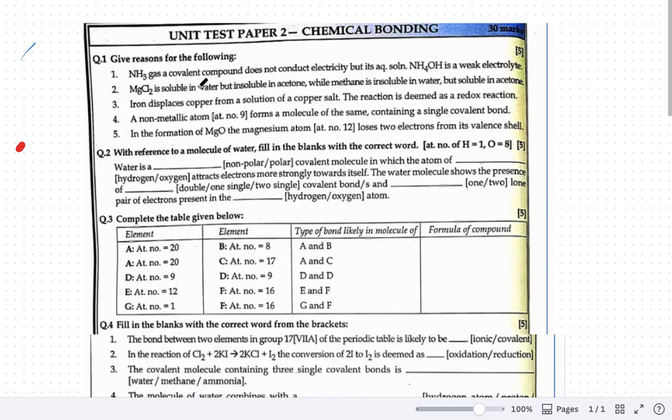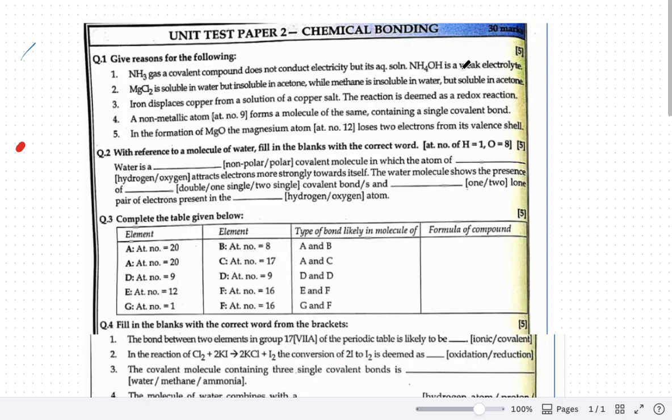Ammonia gas is a covalent compound and does not conduct electricity, but its aqueous solution NH4OH is a weak electrolyte. Now this is a little contradictory because ammonia is covalent. How is ammonia covalent and does not conduct electricity, whereas the same one when dissolved in water, that is NH4OH, is a weak electrolyte?